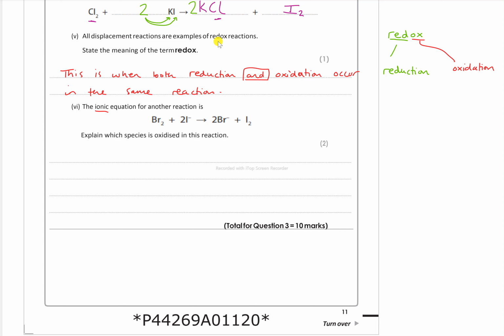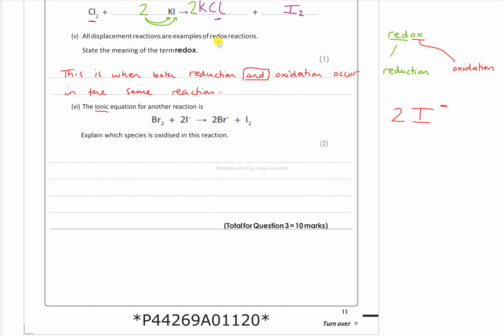We've done an ionic equation. The reason it's ionic is that you've got I minus. I minus means that it's an iodine atom that's gained an electron to become an ion. That's why you've got the minus there. It's got an extra electron. So what happens is, explain which species is oxidized.